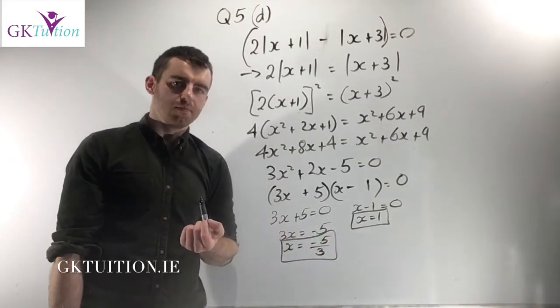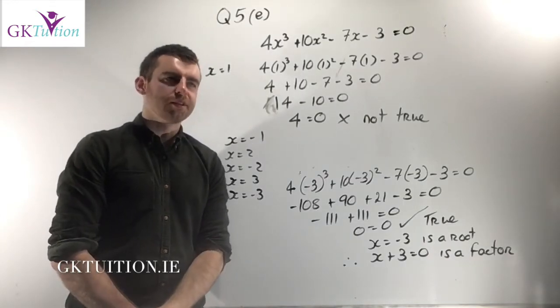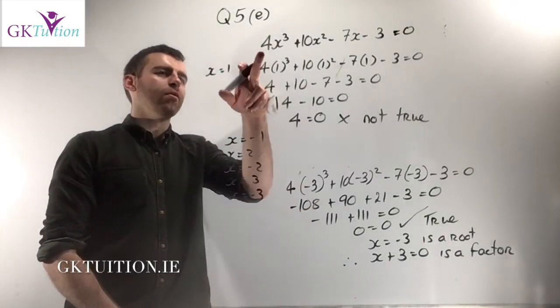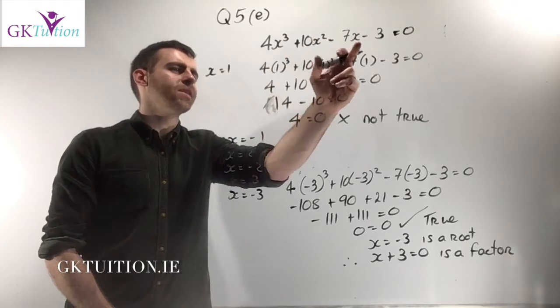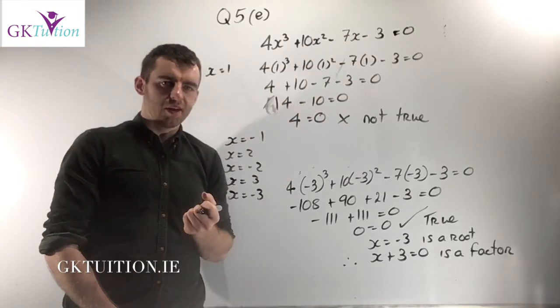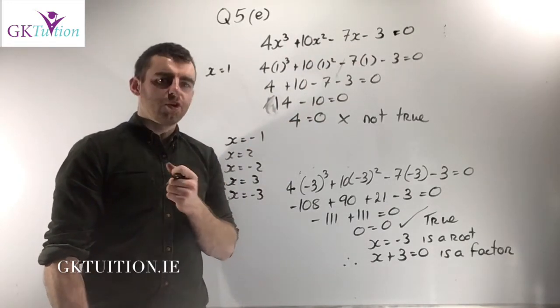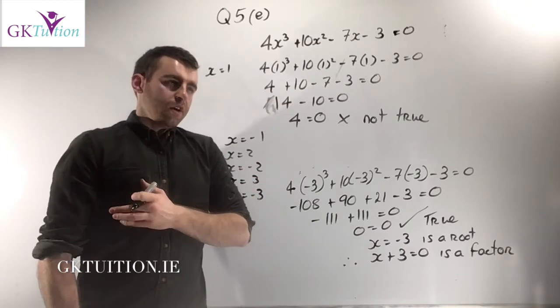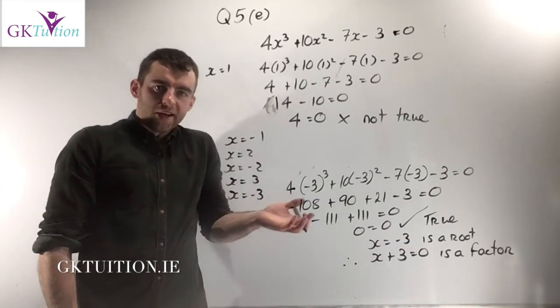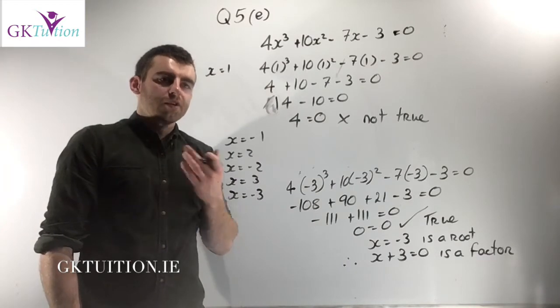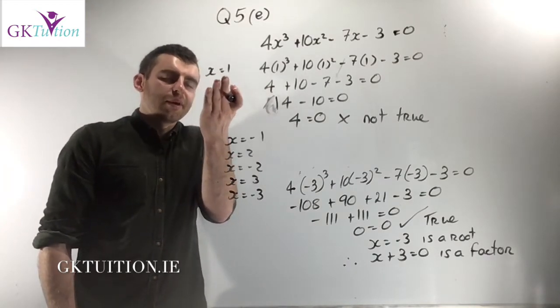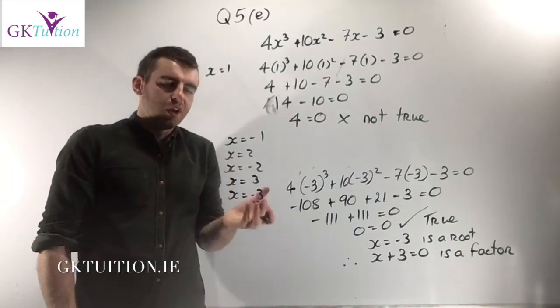Okay, in the last part of question 5, you were given the cubic 4x cubed plus 10x squared minus 7x minus 3, and you're asked to solve it. If you're asked to solve a cubic and you're given none of the roots, the first thing you have to do is use trial and error to find the first root. So logically, you'd start off by investigating 1. 1 is the most logical one to start with.